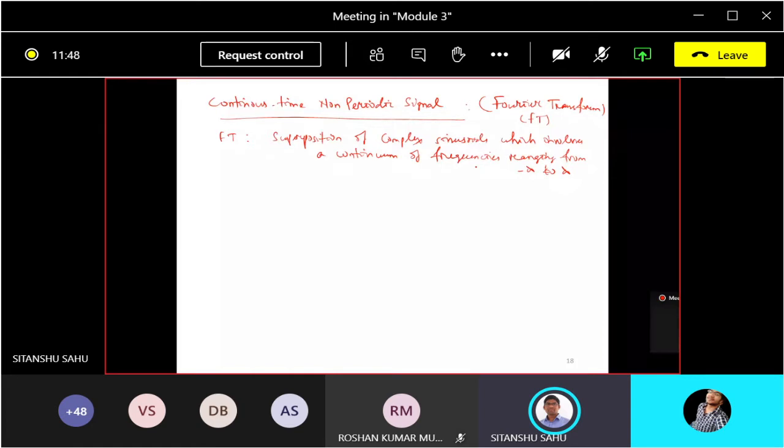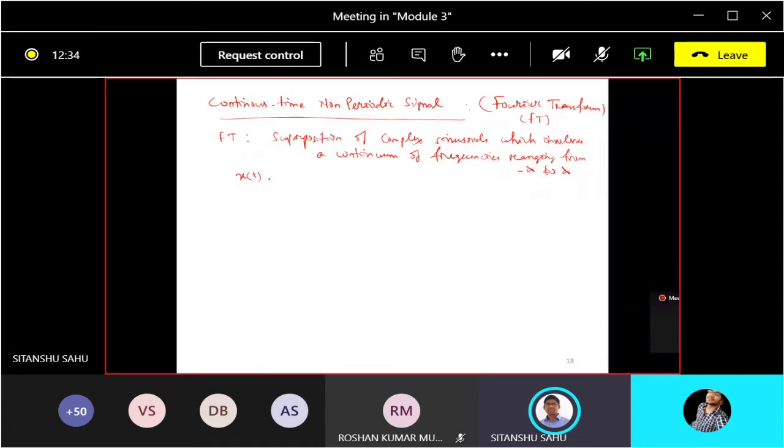Just as in the discrete time Fourier transform, there it was also a superposition of complex sinusoids, continuum in frequency, but the frequency ranges from -pi to +pi or 0 to 2 pi, because it is periodic in nature. In the discrete time case the frequency is periodic and goes from 0 to 2 pi. But in the Fourier transform, any continuous time non-periodic signal can be represented as a superposition of complex sinusoids involving a continuum of frequencies ranging from -infinity to +infinity.